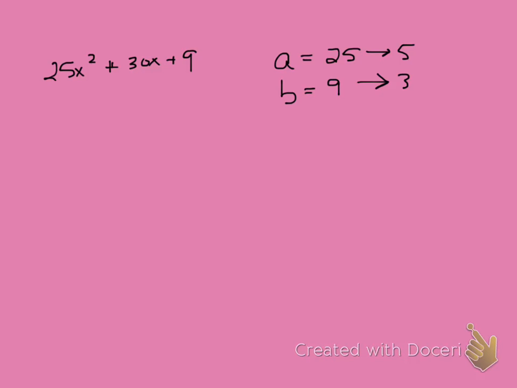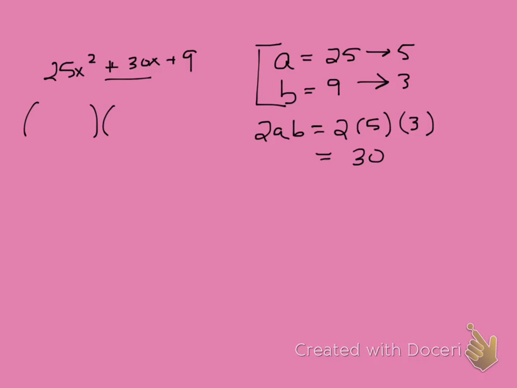Okay, now, what is 2AB? Based on this, what should 2AB equal? 2 times 5 times 3, right? So 2AB would equal 30. Where's 2AB located in our trinomial? It's the middle, right? So does it equal 30? Yeah, so this is a perfect square trinomial, right? Okay, so the question now is, what goes in the parentheses?